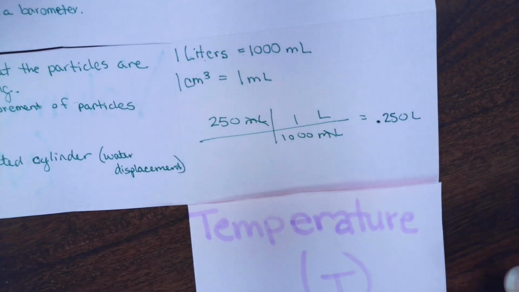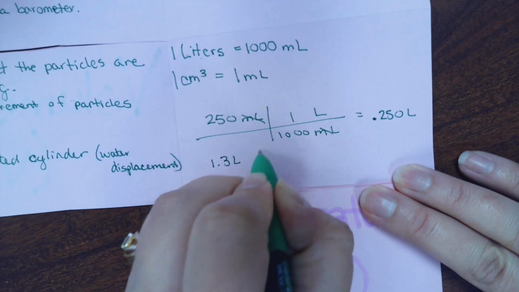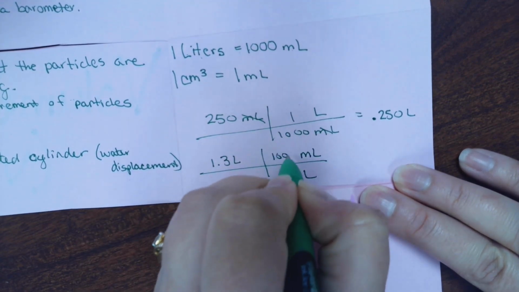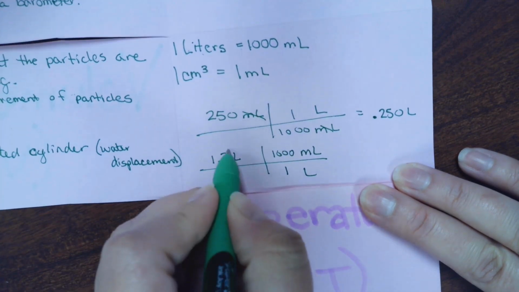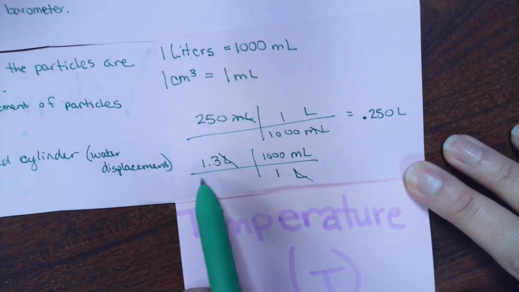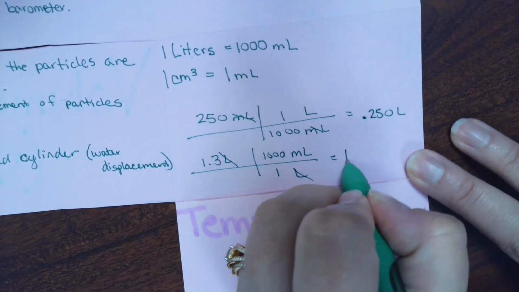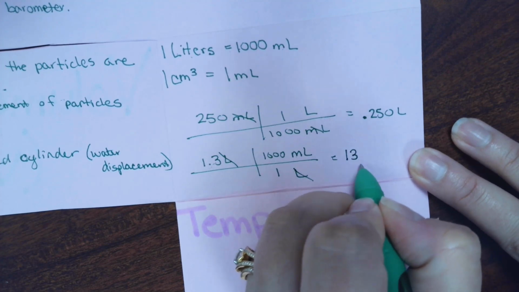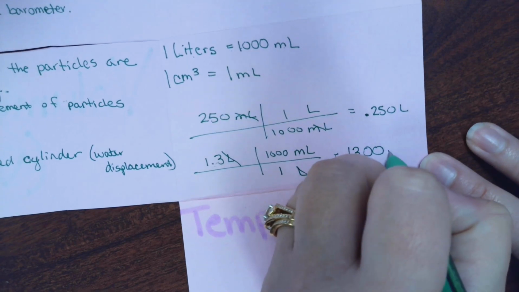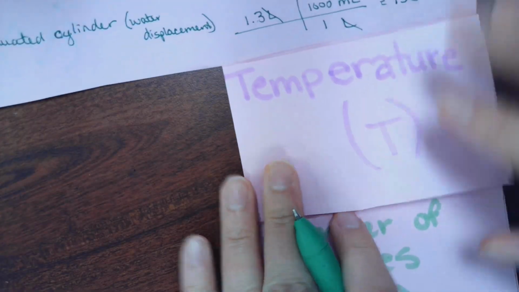So we can also go the other way. Like if I had 1.3 liters and I wanted to go from liters to milliliters, there's 1,000 milliliters for every 1 liter. So if I do that, this time I'd be multiplying by 1,000 instead of dividing by 1,000. So I do my 1.3 times 1,000, and that's going to give me 1,300 milliliters.